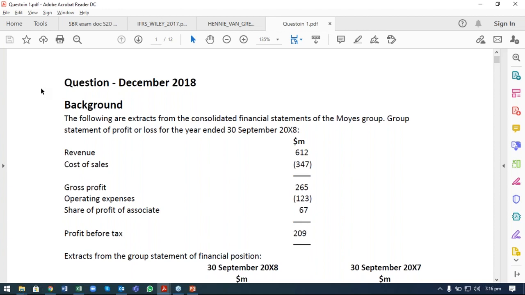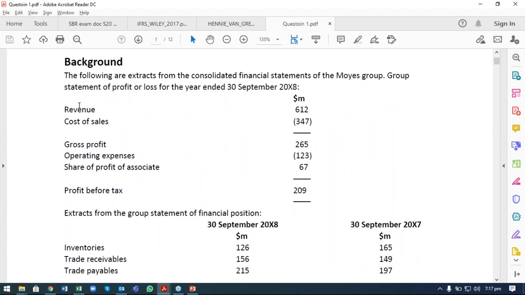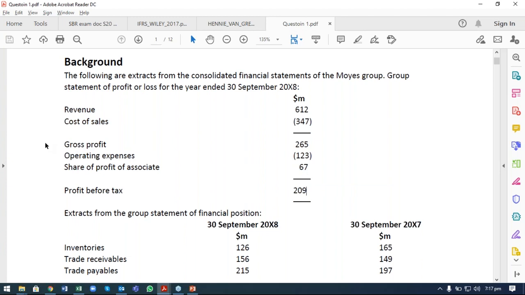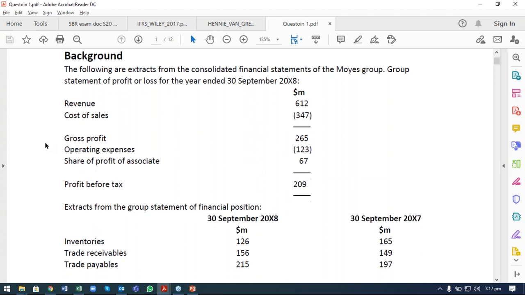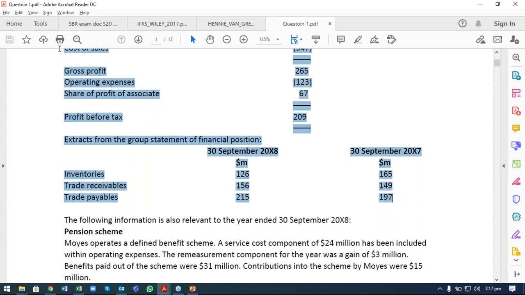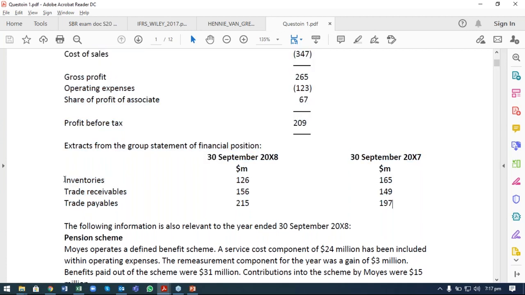The following are extracts from the consolidated financial statements of Moody's Group. The group statement of profit and loss account for the year ended 30th September 2008 is given below. So you are provided with a group profit and loss account, or a consolidated statement of comprehensive income. And you are also provided with a few extracts from the group statement of financial position. I'm not reading these out. Even from these two main areas, I can have an idea that the examiner is going to ask me for something related to cash flow statements, operating activities, and nothing else as of now, the basic background scenario.